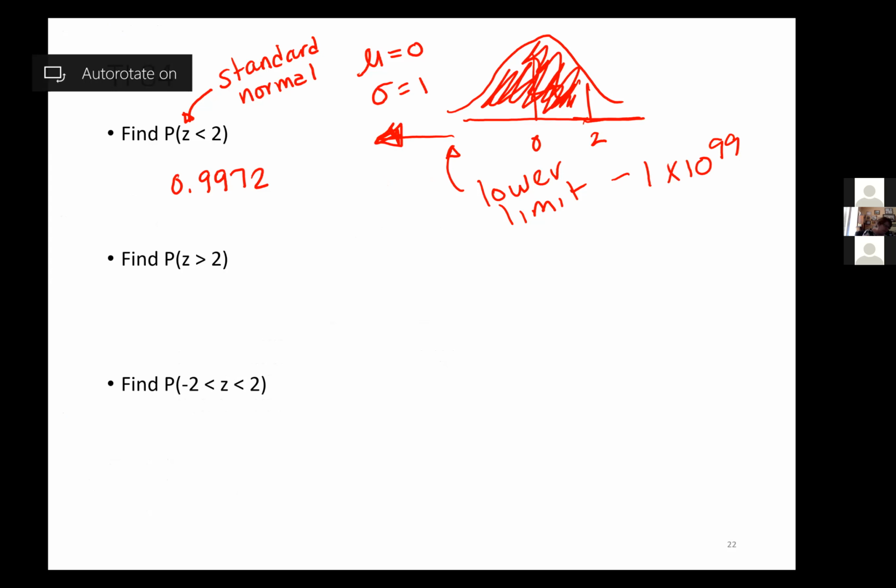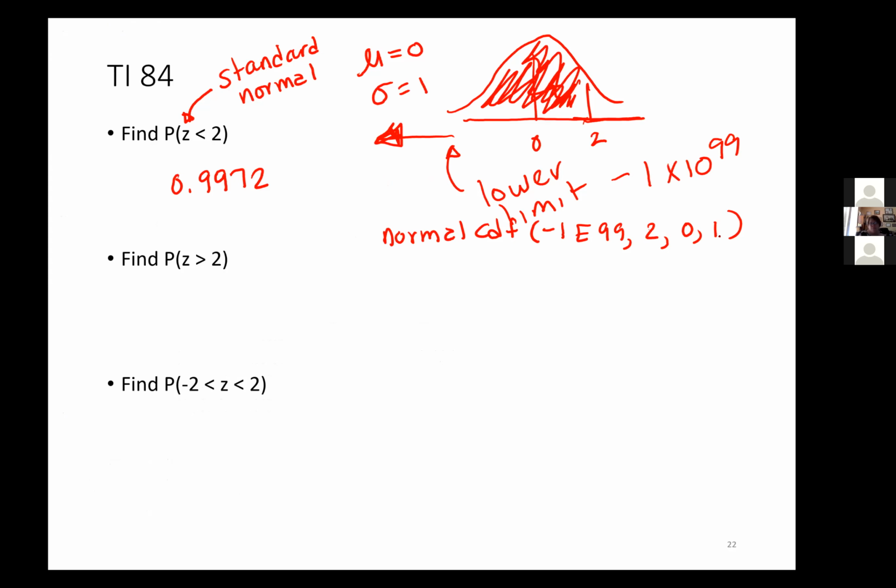So you would type in normal CDF, comma, parentheses, -1 E99, 2, comma 0, comma 1. So yeah, you have to type all that stuff in. Sorry about that. It's fine. I got it now. That's why every time I send you guys a PDF of instructions, I always write it out this way so that if your calculator doesn't give you that screen where you can just type stuff in, you're going to have to type it in using the commas.